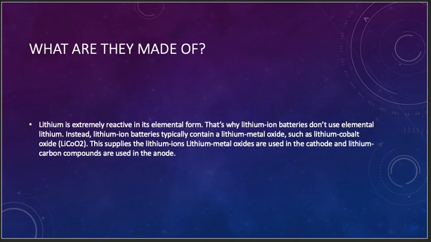Lithium is an extremely reactive element in its elemental form. That's why lithium-ion batteries don't use elemental lithium. Instead, lithium-ion batteries typically contain a lithium metal oxide, such as lithium cobalt oxide, the abbreviation for which is LiCoO2. This supplies the lithium ions, and lithium metal oxides are used in the cathode, and lithium carbon compounds are used in the anode.